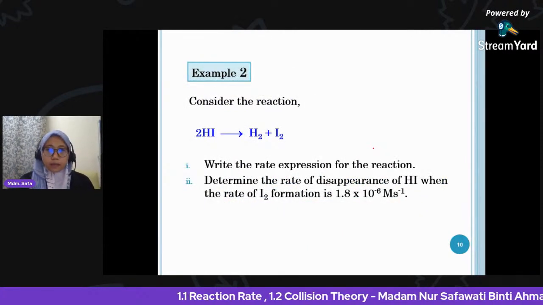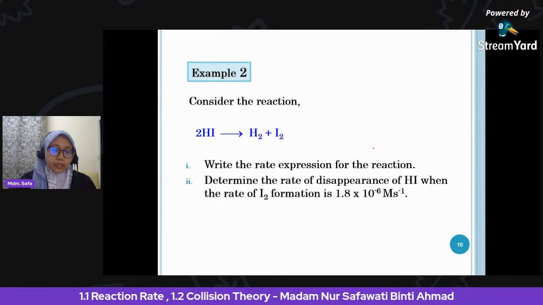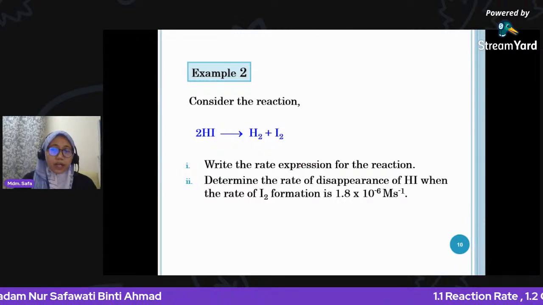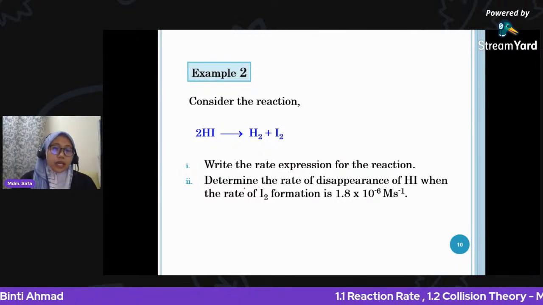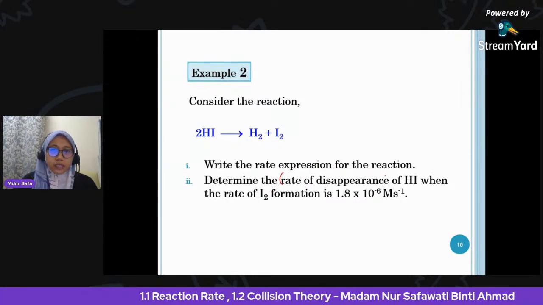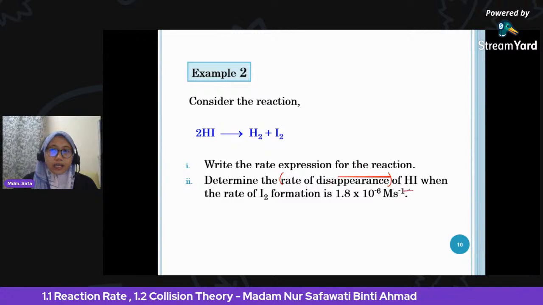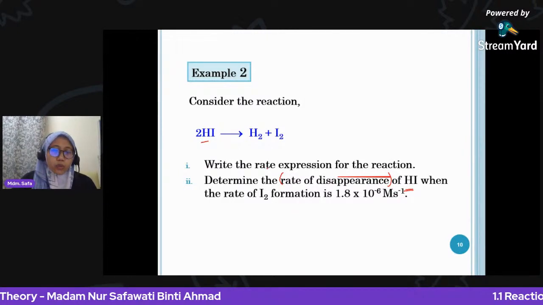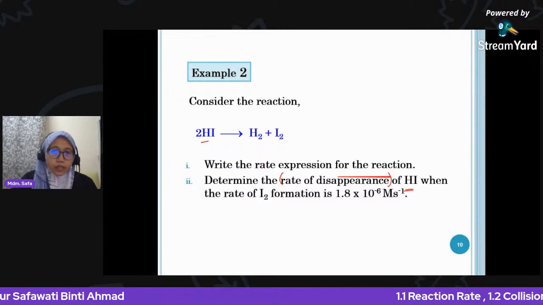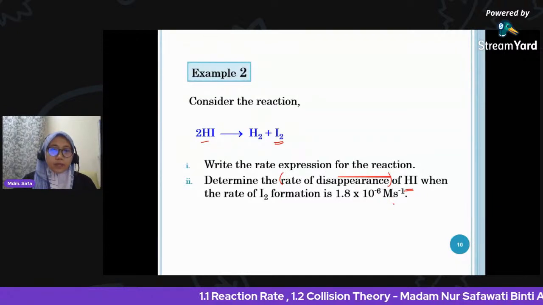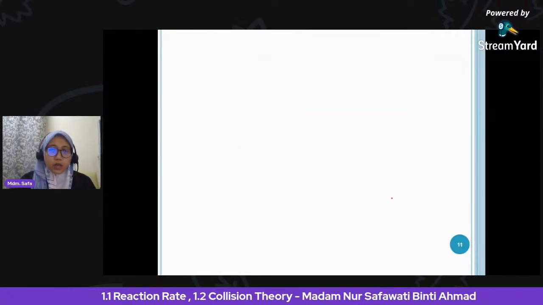Right, so kita tengok example. Consider the reaction 2HI produces hydrogen gas and iodine. Number 1, write the rate expression for the reaction. Number 2, determine the rate of disappearance of HI, dia minta rate of disappearance of HI. HI adalah kita punya reactant, when the rate of I2 formation is 1.8 times 10 power negative 6 molar per second. Okay, so kita tengok dia punya solution.